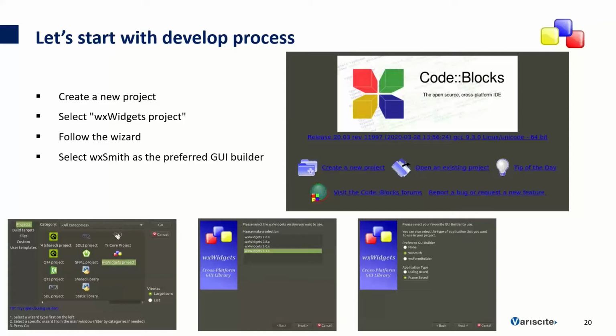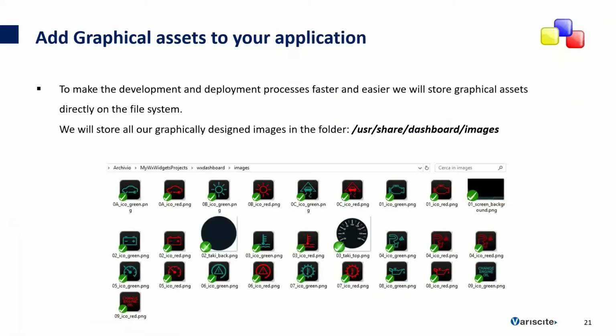Let's now start talking about the application. The application will need some graphical assets. I'm talking about the list of images that we will use within the application. So if you remember the previous slides where I was showing the final result, in the middle we have the tachymeter, we have a background, we have a series of icons that can be active or not. But these are part of the application.